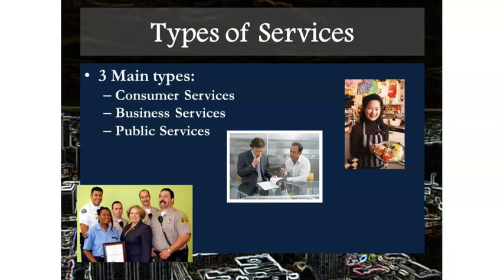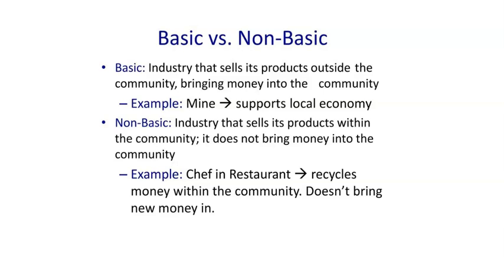Then we can also look in each area of urbanization when we're looking at the three different types of services specifically, and that's where we get into consumer services, business services, and public services. You'll more than likely see a question on the test that pertains to the difference between basic versus non-basic businesses or industries. If it's basic, it means that it's sold outside of the community, so it's bringing money into the community. A mine would be an example of this. Then a non-basic industry is one that sells its products within the community, so it's not going to be bringing money from outside of the community into the community. An example of this would just be businesses that tend to only serve people within that particular community.